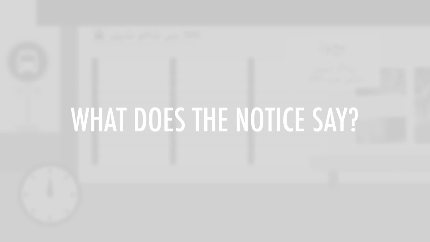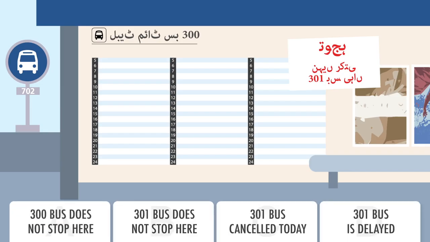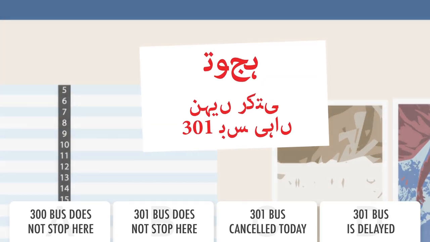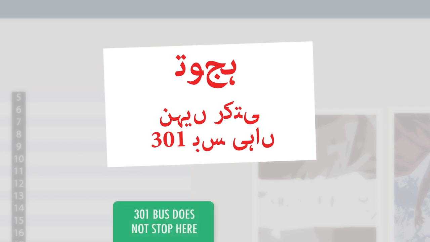What does the notice say? The notice reads, the 301 bus does not stop here. Bus yahan nahi rukti.